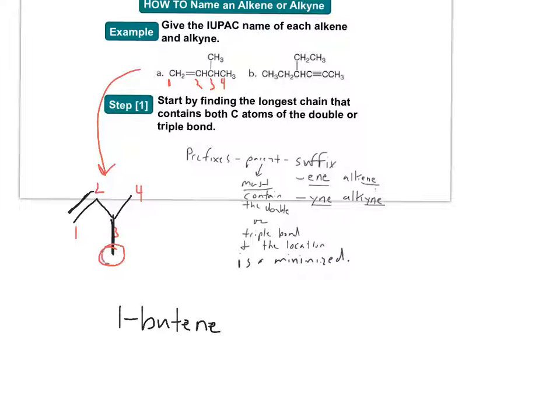And then the carbon that's not numbered, that's a substituent, that's a branch hanging off of it, is a methyl group. It's on carbon number 3. This is 3-methyl 1-butene. 3-methyl 1-butene.